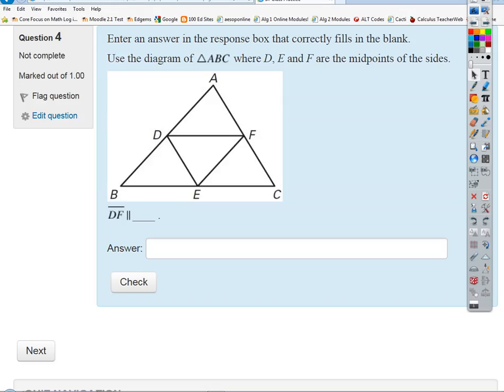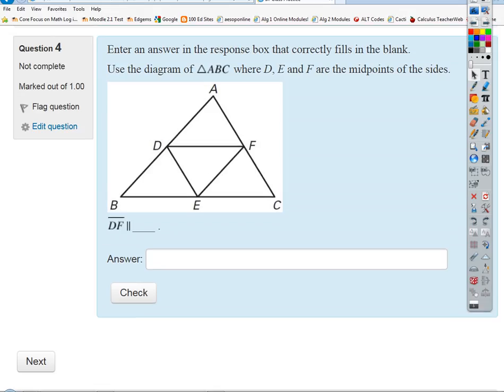5.4, this is mid-segment theorem stuff, right? So a lot of stuff with this, but it's pretty simple. The relationship's not that big a deal. Quick review, what this is saying is if we've got this big triangle ABC where D, E, and F are the midpoints of the sides, right?